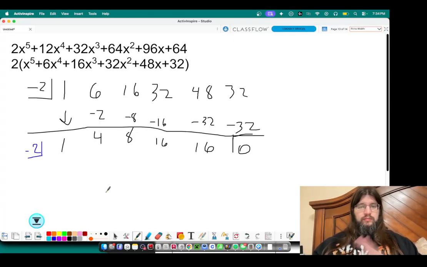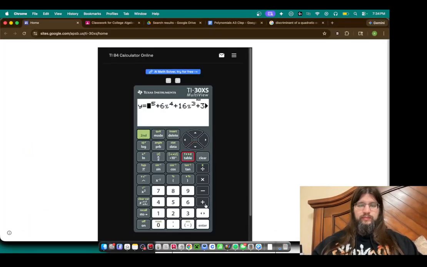We're gonna do negative 2. I'm gonna pretend I don't know that. Let's look and see what happens. If we don't know that, that's gonna reduce the degree by 1. So x to the fourth, go back to the table. We can do the thing.